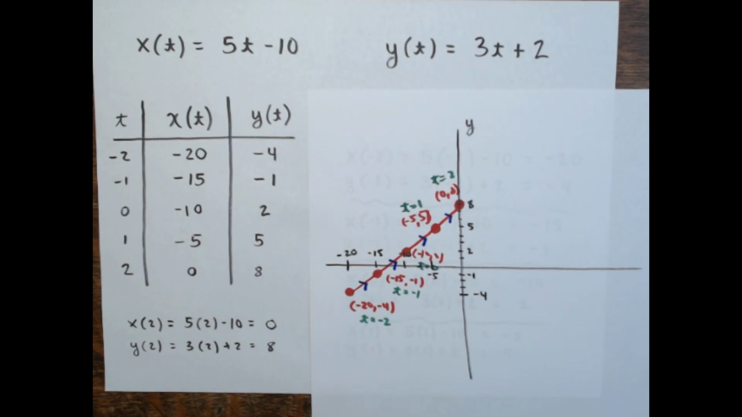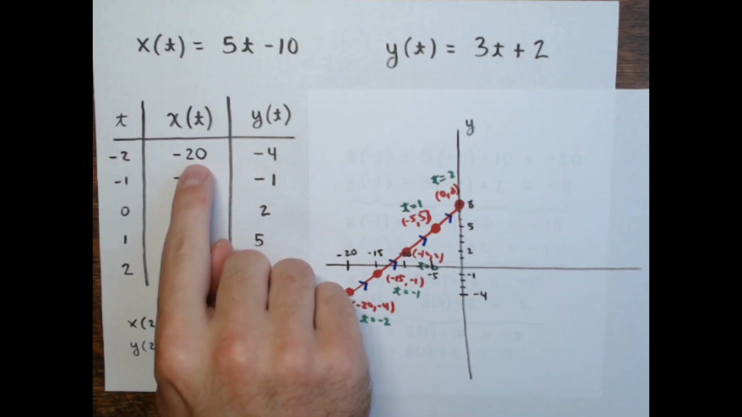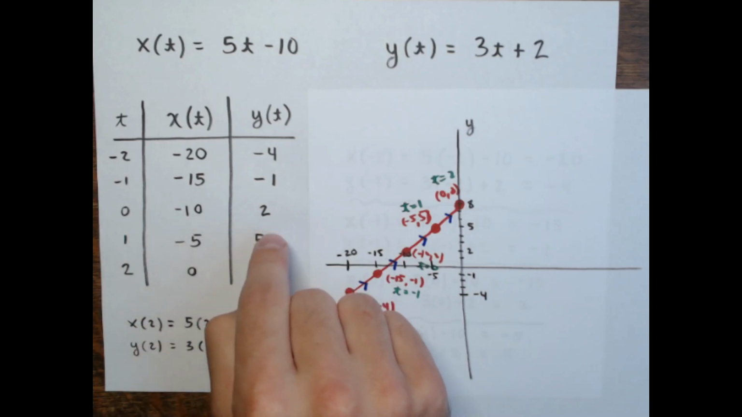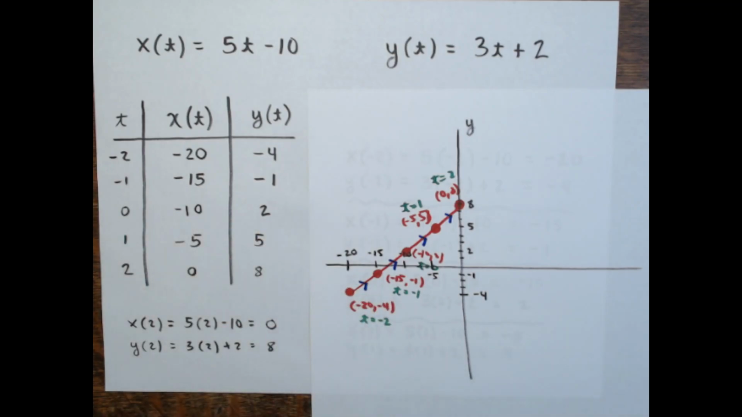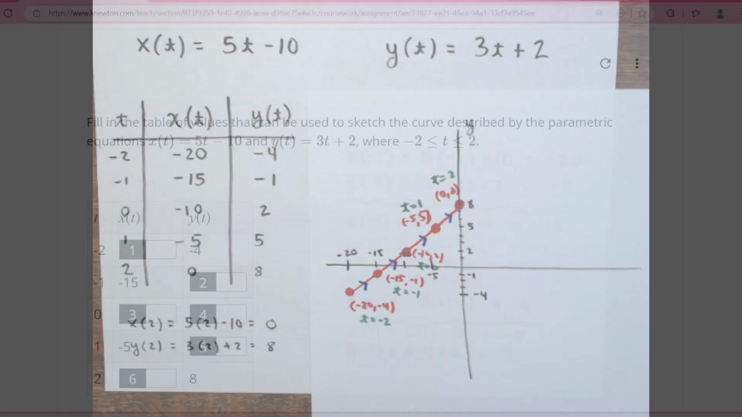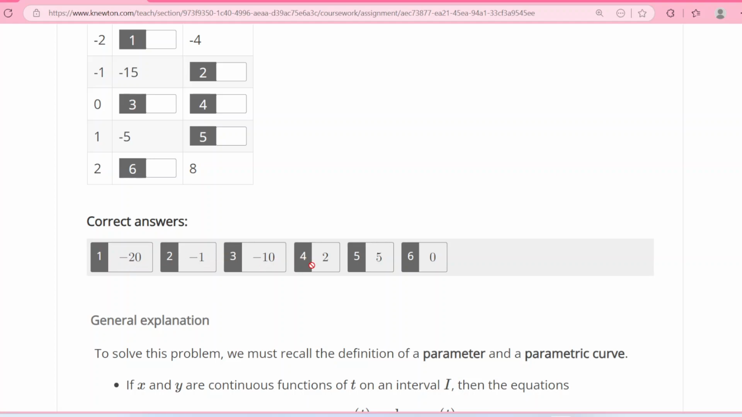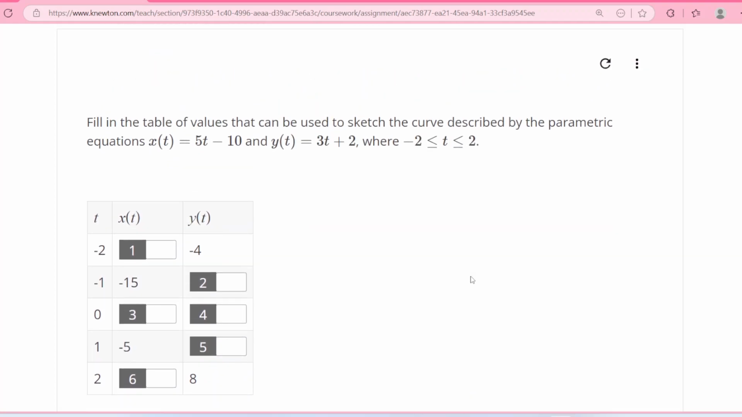All right, so the blanks that we'd fill in here would be -20, -1, -10, 2, 5, and 0. If you look back at the problem, those fill in the blanks, and you can see -20, -1, -10, 2, 5, and 0, as I said out loud a second ago. So that's all that was asked for there, and for problems in this particular objective, you're just filling in the blanks.